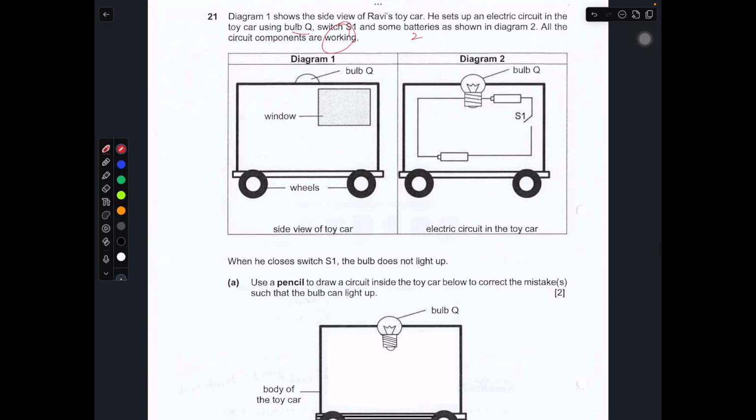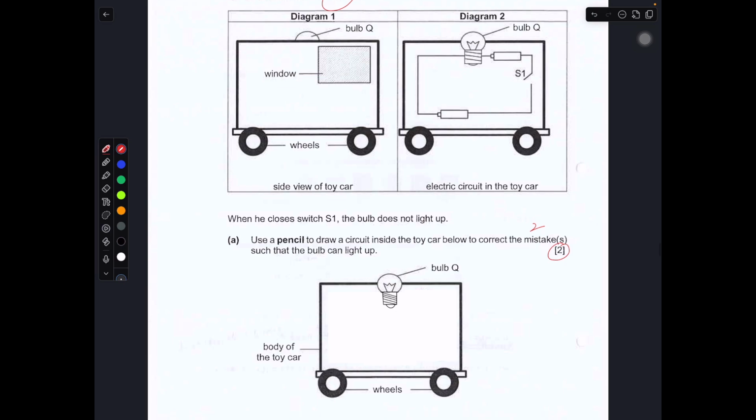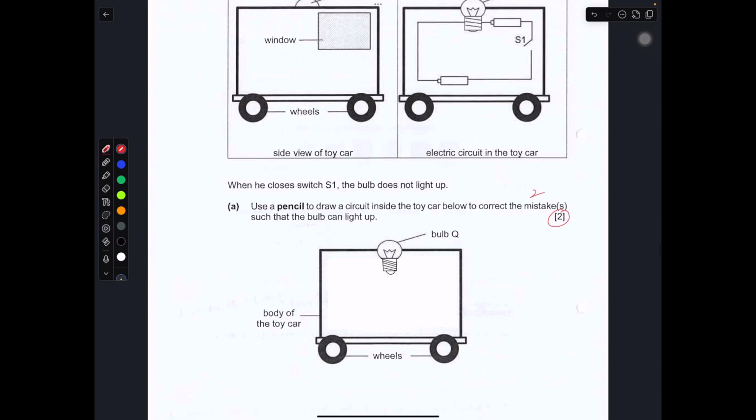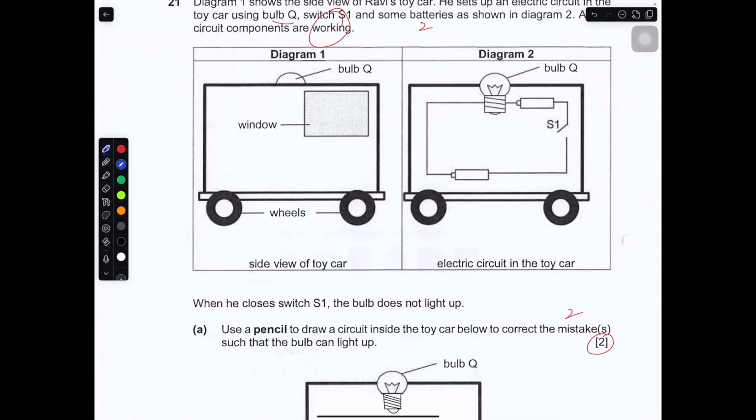Use a pencil to draw a circuit inside the toy car below to correct the mistakes. Notice can be singular or plural, but usually you say 2 marks. There must be 2 mistakes. So you can use this as a guide, such that the bulb can light up. So take a look at the original circuit. Electricity will flow from the positive all the way to the negative, right? This part.